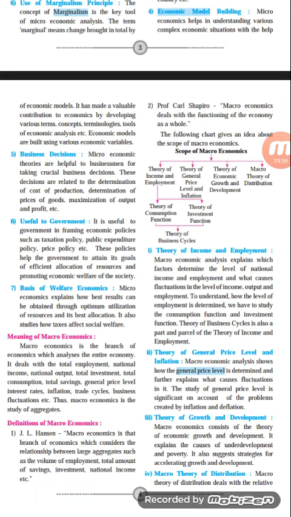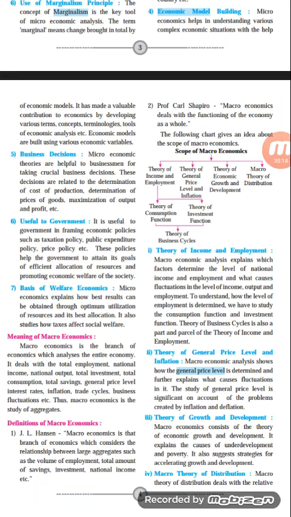The sixth one is that it is useful to the government. It is useful to the government in framing economic policies such as taxation policy, public expenditure policy, price policy, etc. These policies help the government to attain its goal of efficient allocation of resources and promoting economic welfare. Allocation of resources means what? Whatever resources are available, we use them in the maximum way so that the welfare of the people can be achieved and economic growth and development can proceed in a proper manner.